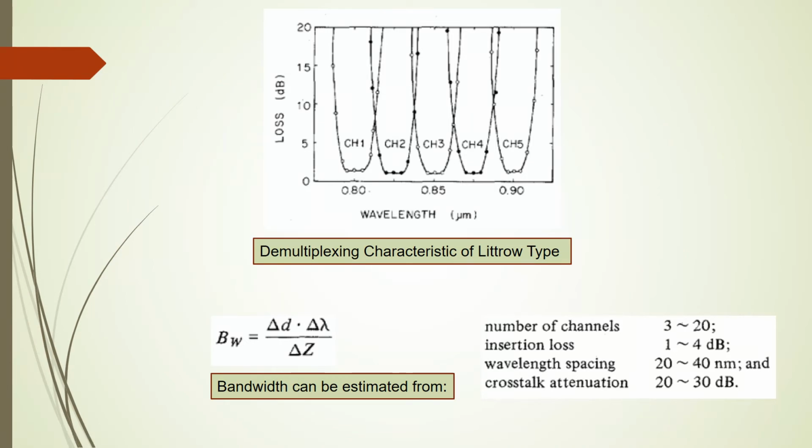And the demultiplexing performance parameters we can show here. There is the number of channels from 3 to 20 channels, the insertion loss is between 1 to 4 dB, the wavelength spacing is between 20 to 40 nanometers, and the crosstalk attenuation is between 20 to 30 dB.